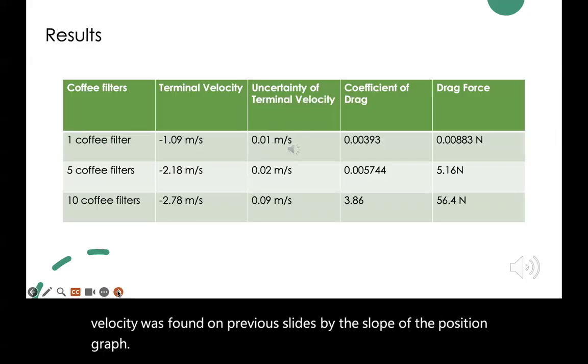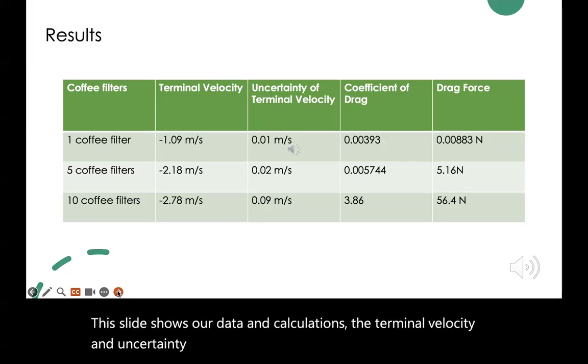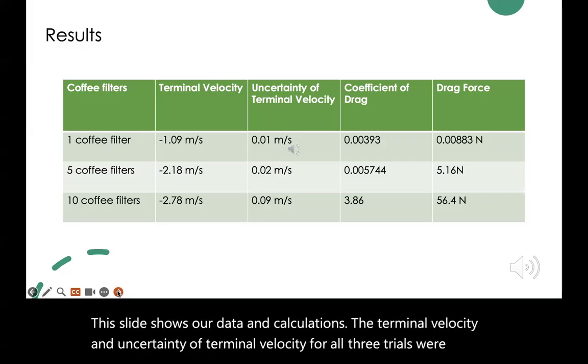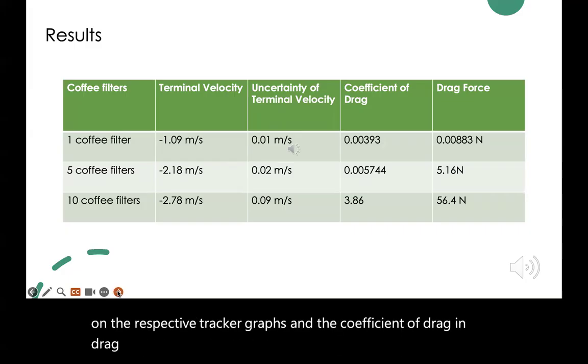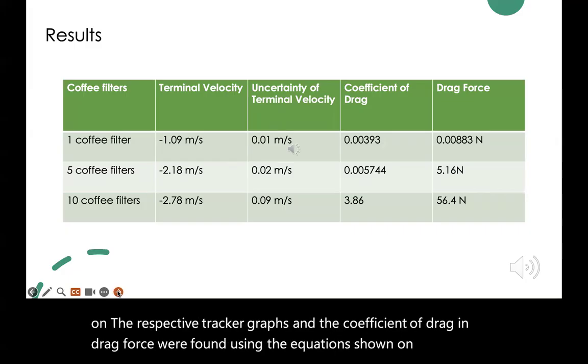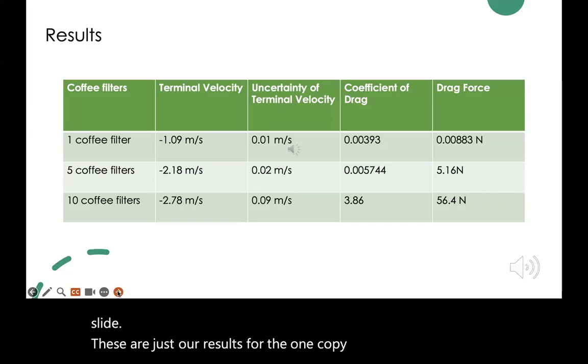This slide shows our data and calculations. The terminal velocity and uncertainty of terminal velocity for all three trials were found on the respective tracker graphs, and the coefficient of drag and drag force were found using the equations shown on the previous slide. These are just our results for the 1 coffee filter stack, 5 coffee filters.